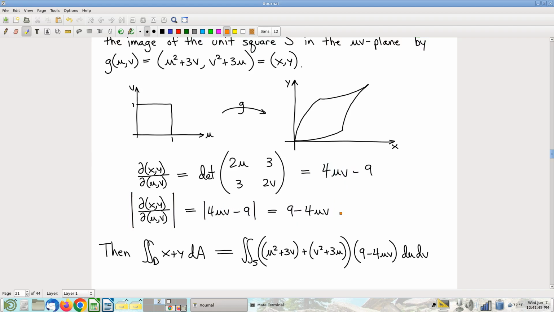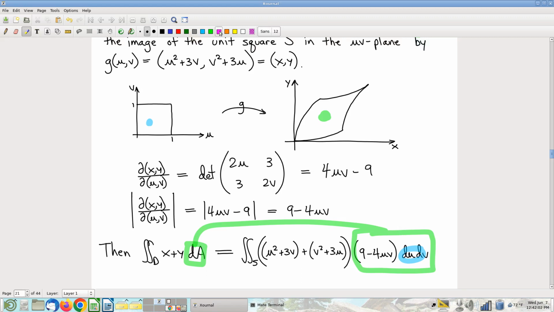So we've got our stretching factor. So dA, area in the XY plane, in other words, is the stretching factor times du dv. Du dv is area over here in the UV plane. The stretching factor that we just computed, right there, as it should be. Right?